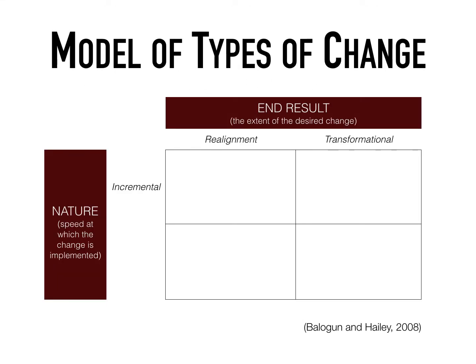The second type of change that they propose is called evolution. Evolution is when you change a lot from what you're doing currently, but you also do it in stages or interrelated activities.